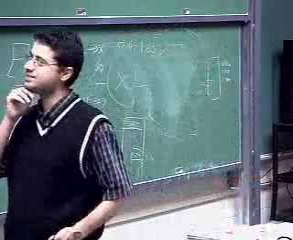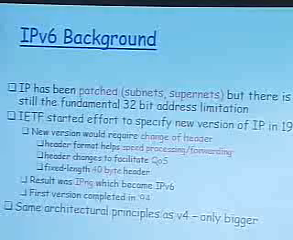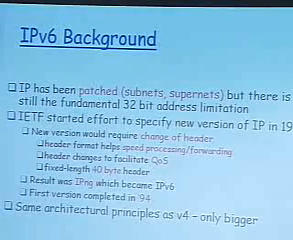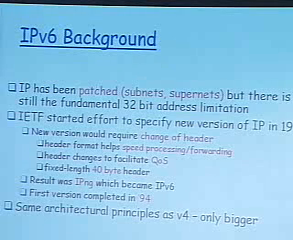So the background for IPv6 is that IP has been patched with subnets and supernets. We saw those solutions earlier. And then there are solutions like NATs, but you still have this fundamental problem of the 32-bit address. That's very small. So in the early 90s, the IETF foresaw that we're going to run out of addresses soon. So you need to change IP.